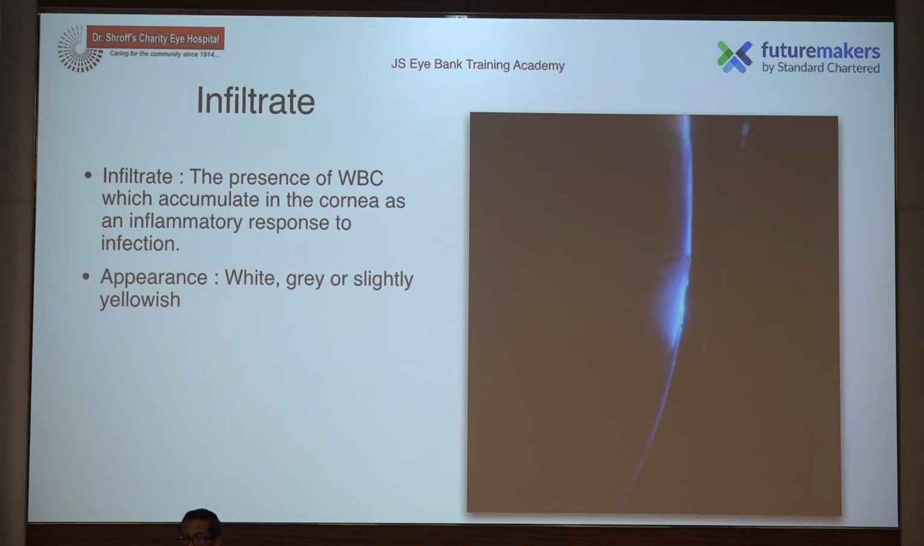So sometimes you have these infiltrates, which are basically WBCs that accumulate in the cornea as an inflammatory process to infection. This may be present just before death on the eye. It may also come up after that, if it's in a mortuary or the eye has remained open for a long time and led to some superadded infection. So they can also have it, but whenever we are seeing an infiltrate, it is best not to use the tissue.